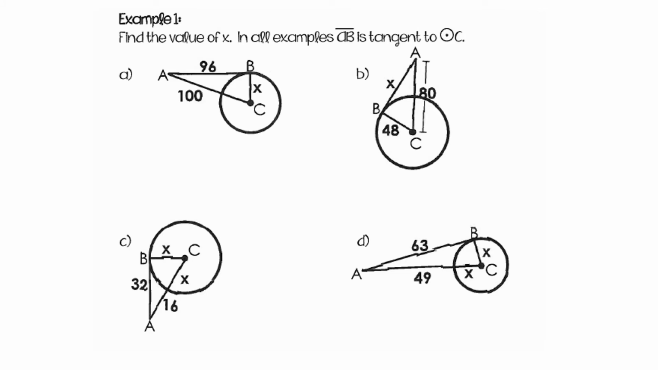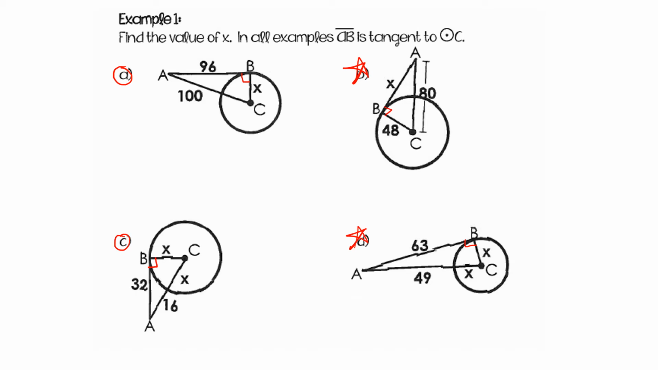Okay, so using that theorem that every tangent line touching a circle makes a perpendicular angle to the radius, we want to evaluate for the value of x, or find x. And they told us in all these examples, the line segment AB, or the tangent line segment, is tangent to the circle C. So we know that every single one of these angles are right angles. That's how we're going to use the theorem. Okay, so I'm going to do A and C, and then I want you to do B and D for homework, and then I'll check your notes. So I'll show you how to do A and C.